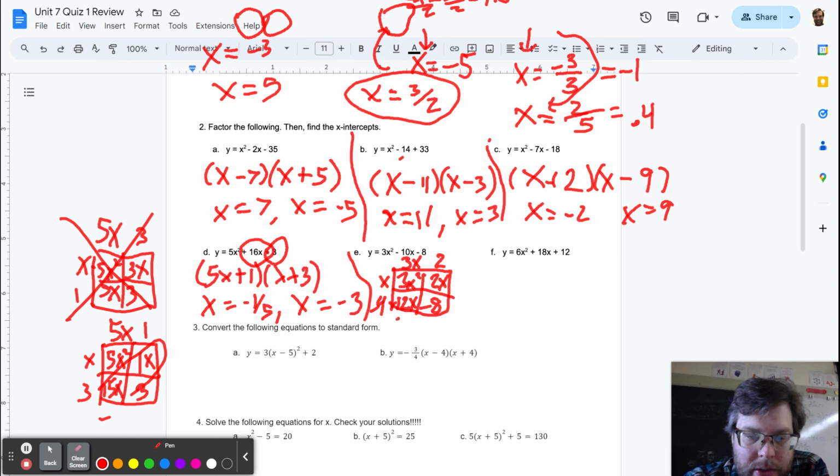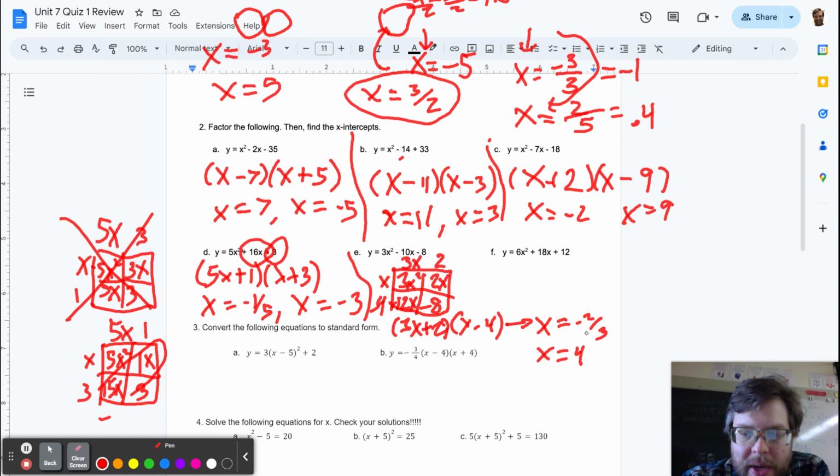So now my two factors become 3x plus 2 and x minus 4, giving me my two solutions of negative 2/3 and positive 4.